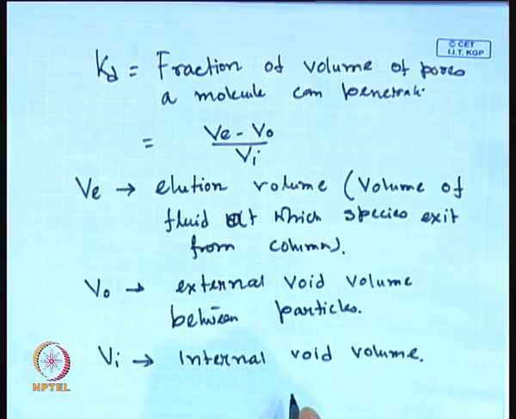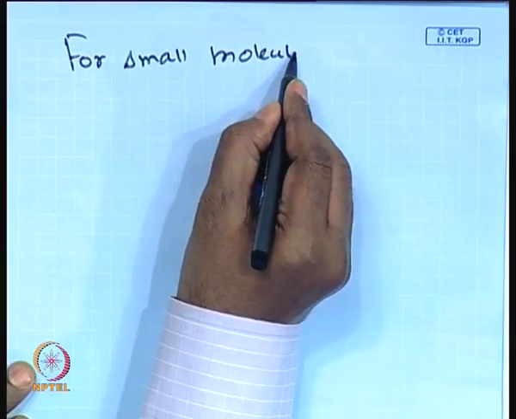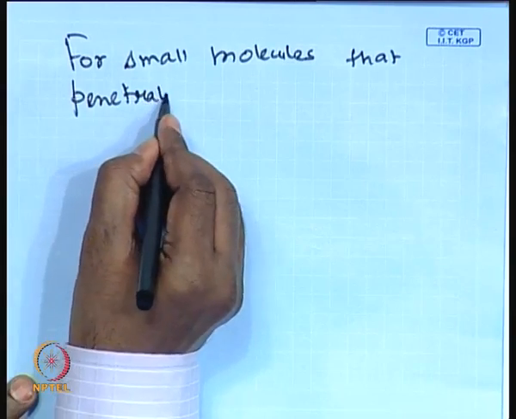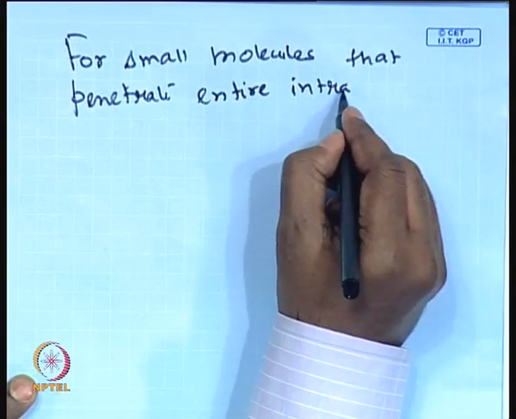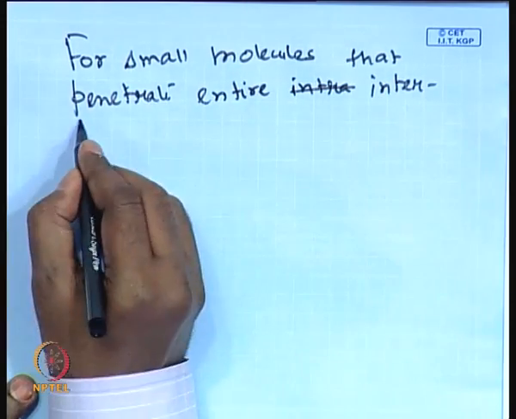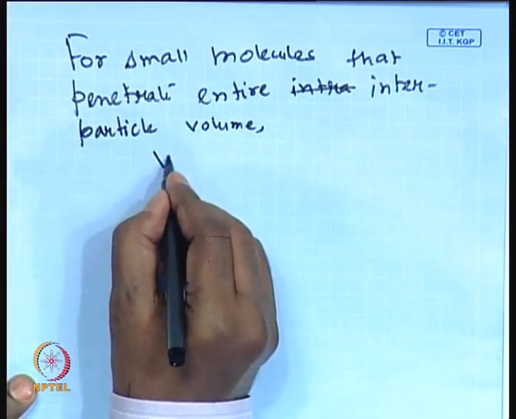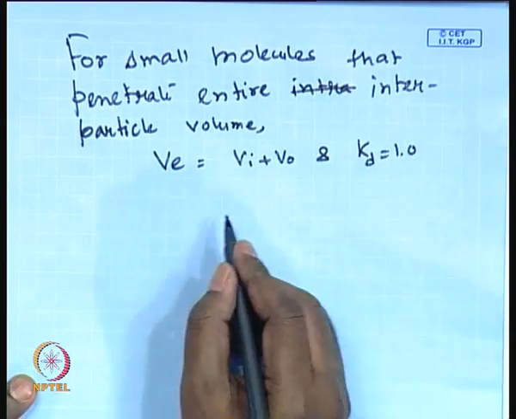Okay. Now, for small molecules that can penetrate the entire intraparticle volume, the value of Kd is 1. Molecules that penetrate the entire intraparticle volume, Ve is equal to Vi plus V naught, and Kd is equal to 1 in that particular case.